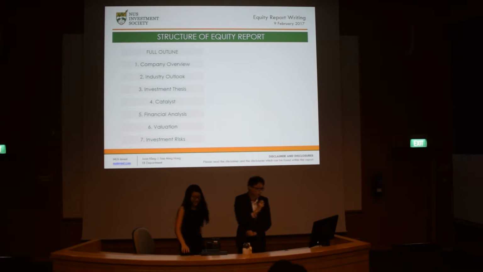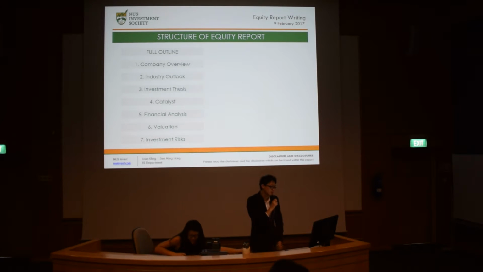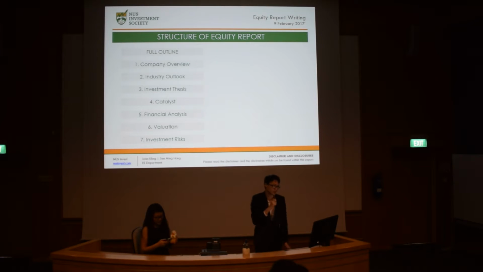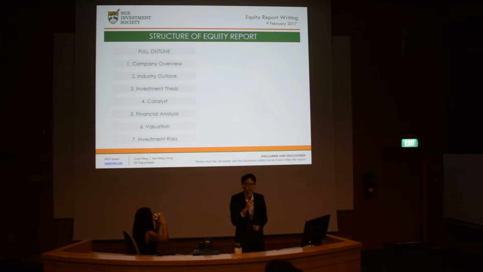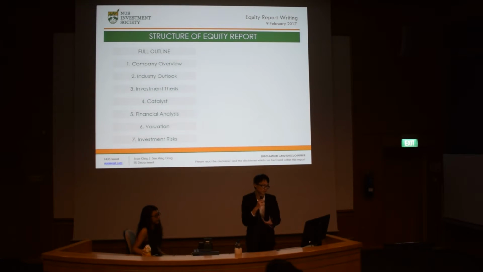Okay, thank you, June. So now I will get right down to talking about the actual writing of the equity report. Over here you can see the full outline of the equity report. In total, there are 7 sections. You write in this sequence, starting from the company overview, industry outlook, investment thesis, and so on, ending off with investment risk.